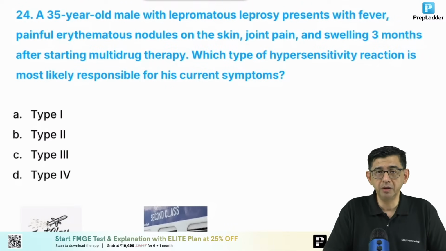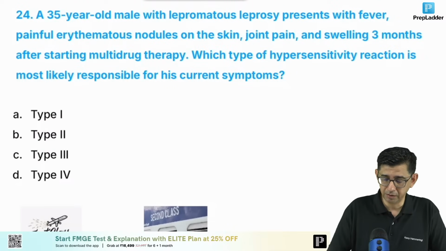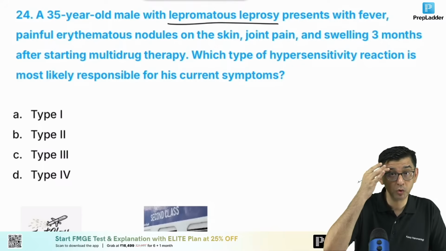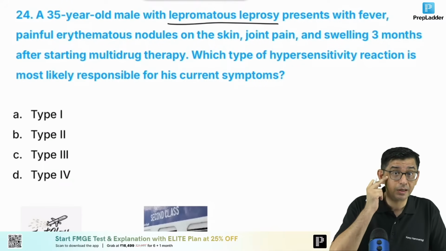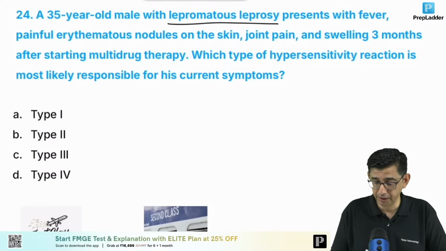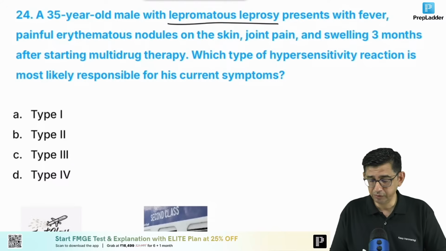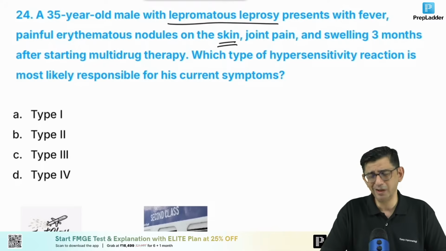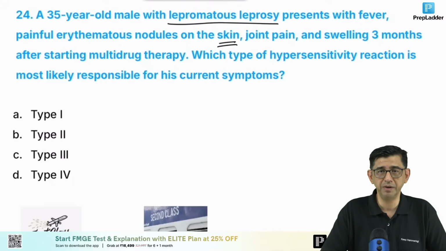Moving to another question on hypersensitivity reaction. This guy is having lepromatous leprosy. Lepromatous leprosy is where you lose your eyebrows and eyelashes. You get manifestations of madarosis. Eyebrow hair is lost, eyelashes are lost, saddle nose can be present in a patient, and the patient is having painful nodules on the skin and joint pain and swelling 3 months after taking the multi-drug therapy, clofazimine, rifampicin.